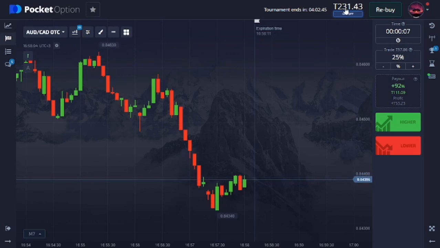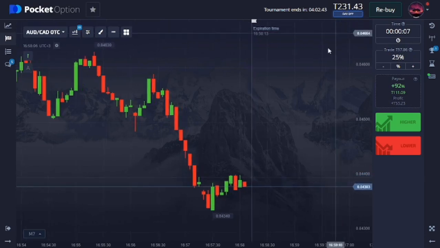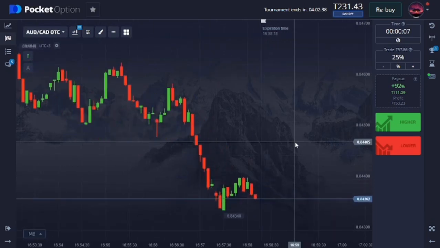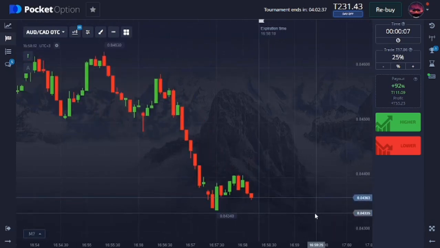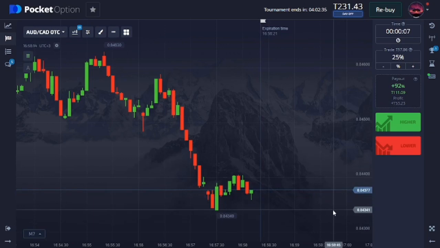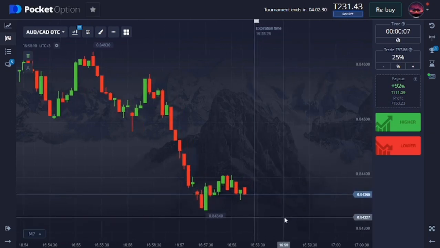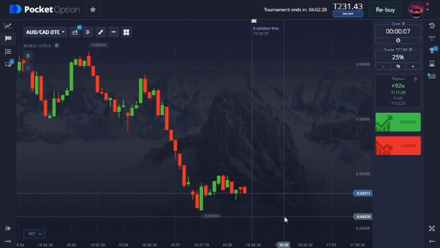As you can see, we took it to 231 from 100. That is progress. If we take it to one grand, $1,000, then that will be huge. That will be really huge.